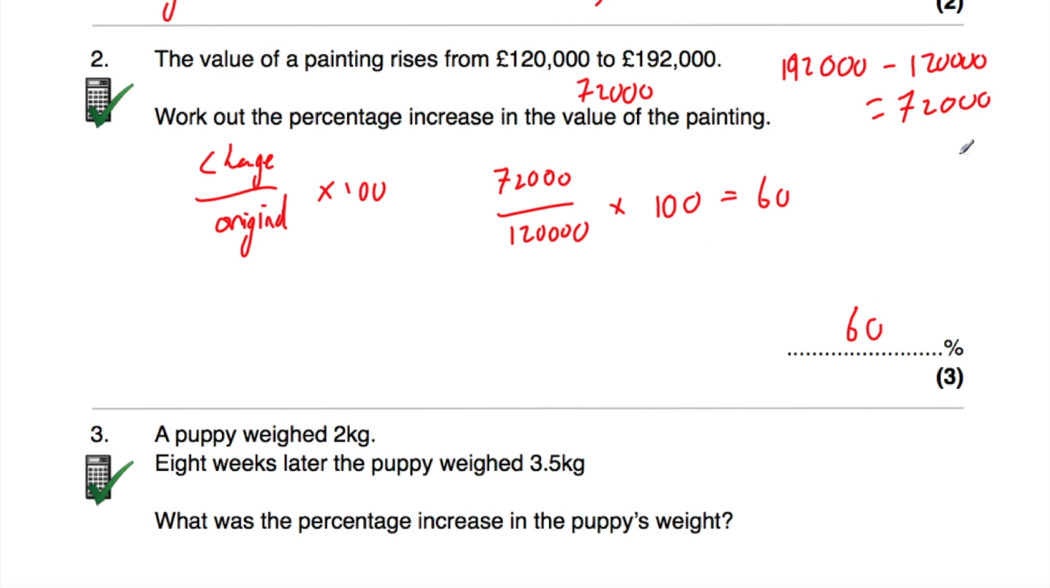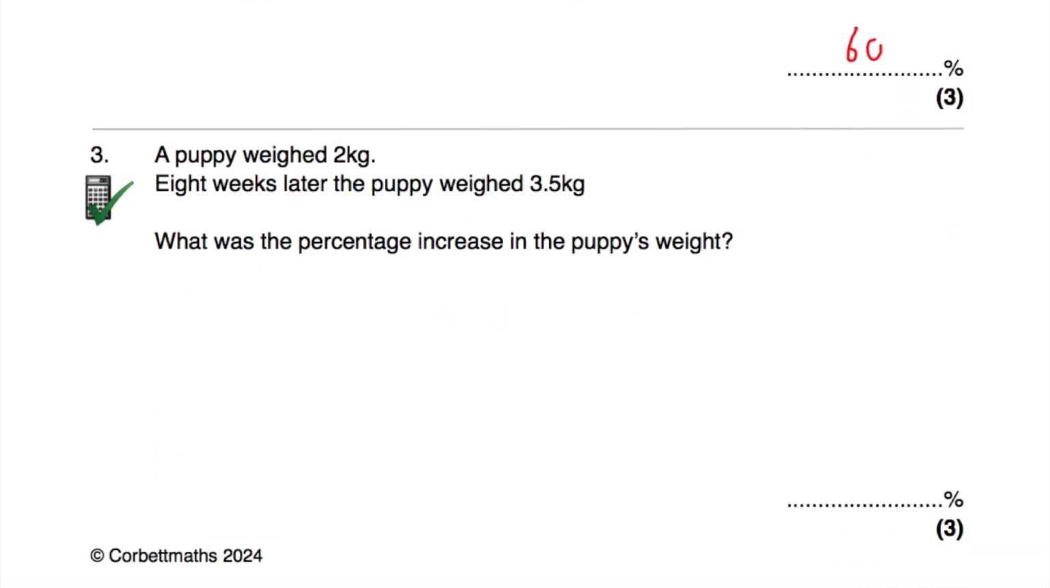And that's it. Okay, let's look at our next question, question number 3. Okay, so question number 3, it says a puppy weighed 2 kilograms and 8 weeks later the puppy weighed 3.5 kilograms. What's the percentage increase in the puppy's weight? So we're talking about the weight of the puppy here, and the mass of the puppy has gone from 2 kilograms up to 3.5 kilograms.